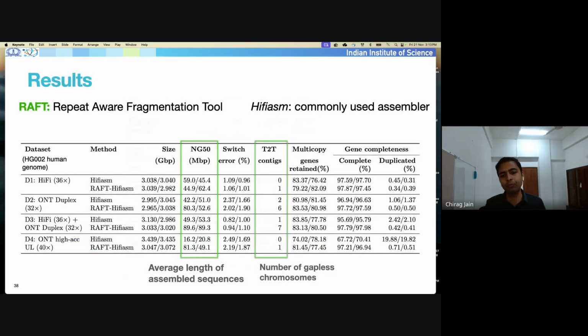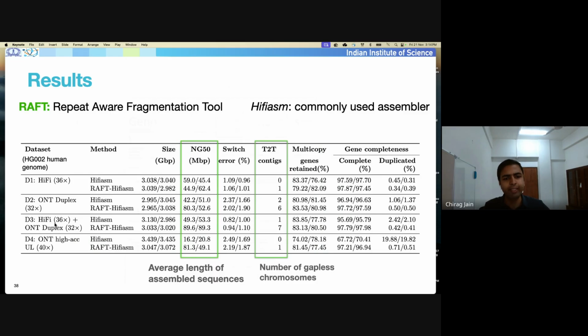So now comes the benchmarking. To benchmark this idea, we integrated this idea in an existing assembler, which is the state-of-the-art assembler. This is known as IISm. We call our method the repeat-aware fragmentation tool, Raft. So we compare IISm with Raft IISm on multiple data sets.